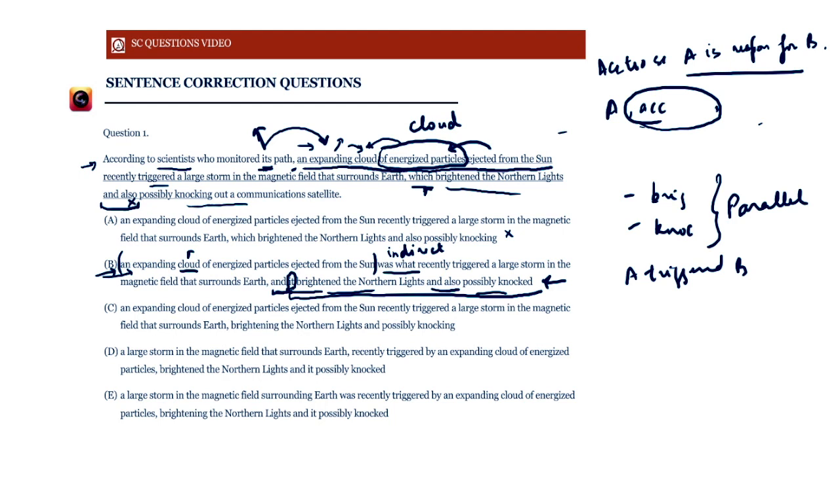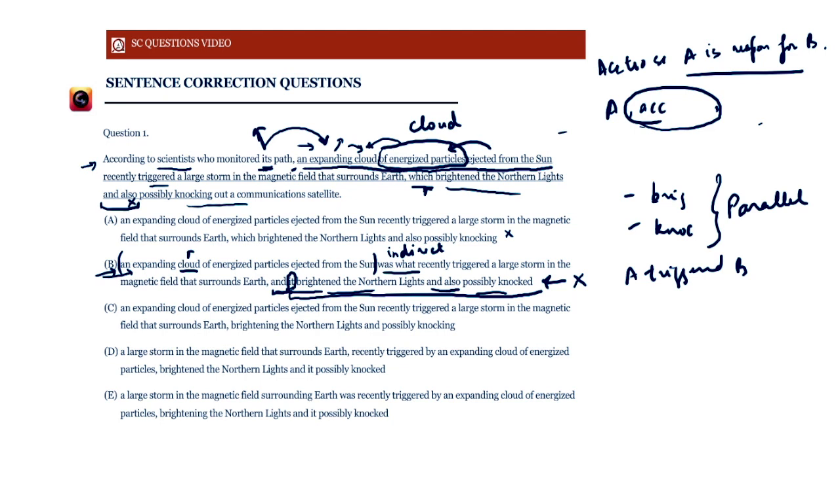And the point over here is that we are talking about the cloud triggering a large storm, and it is this event which seems to have brightened the northern lights, etc. Right? So that is why this is again not the best answer. It is again not very ideal. So we need to eliminate this also. This is also not good. Couple of issues with it.